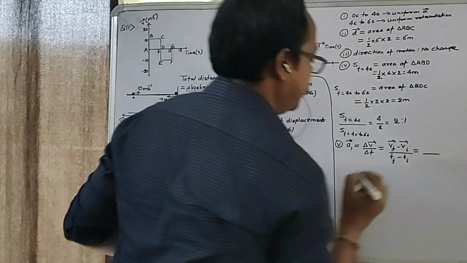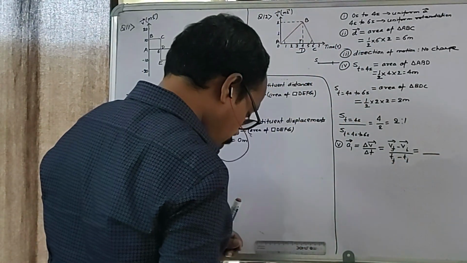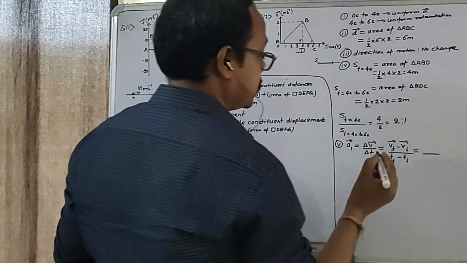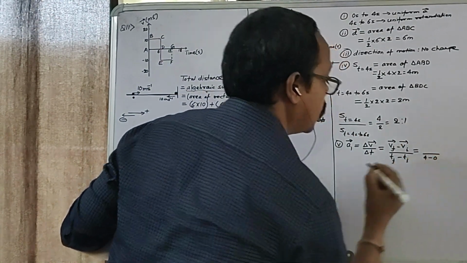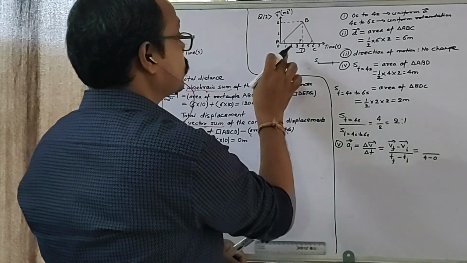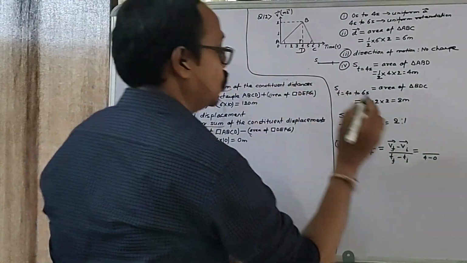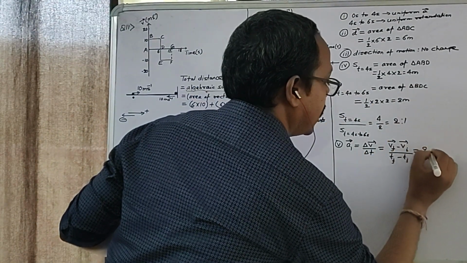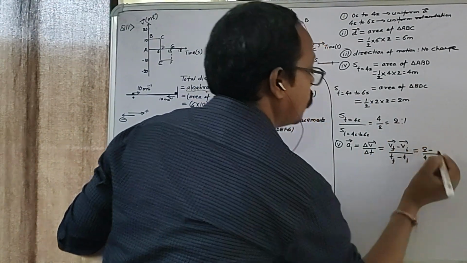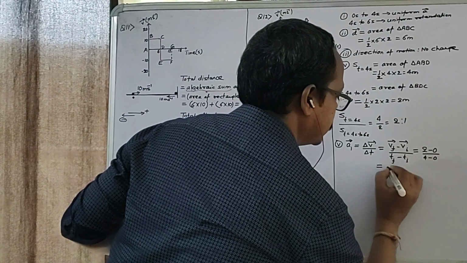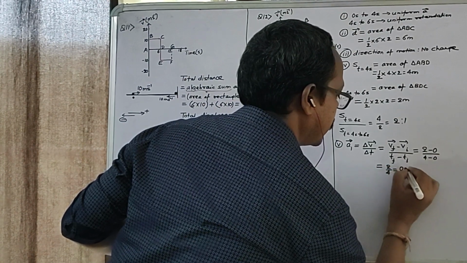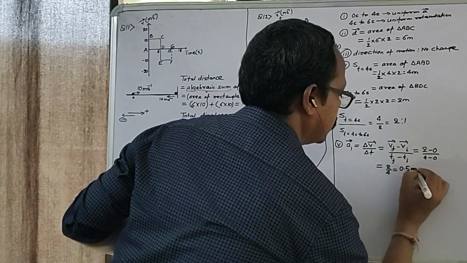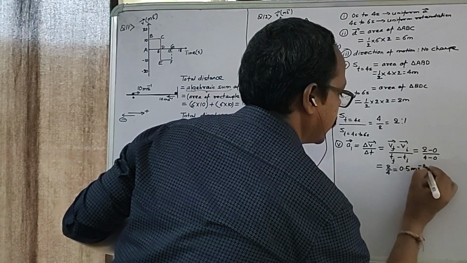What is the final time stamp? 0 to 4. Yes. So final time stamp is 4. Initial time stamp is 0. What is the final velocity corresponding to 4 seconds? It is 2. Right? And what is the velocity corresponding to 0 seconds? It is 0. So if you see it carefully, it is 2 upon 4, which is nothing but 0.5 meter per second, right?